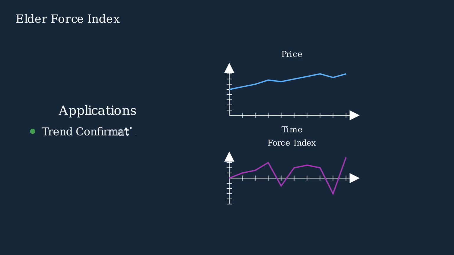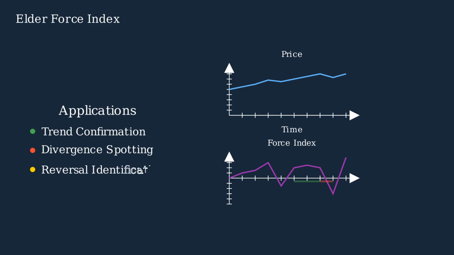Traders use the Elder Force Index for several key applications. It helps confirm trends by showing the strength behind price movements. It can spot divergences, which often signal potential market reversals. And finally, it can identify potential market reversals, giving traders valuable insight into market direction.